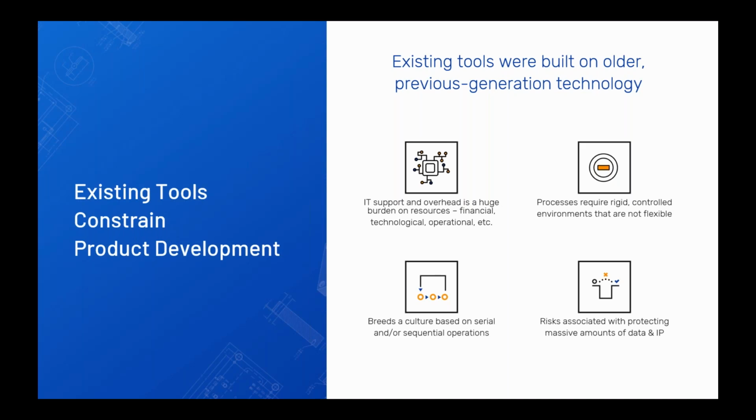As you saw in the previous demonstration, there were two users working on the same data at the same time, and we were able to collaborate and communicate and see what each other is doing. And certainly there's risks associated with protecting the massive amounts of data and IP.